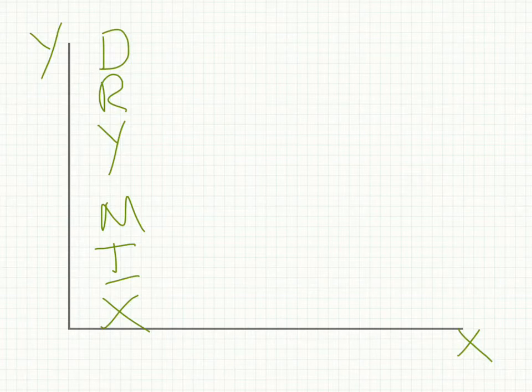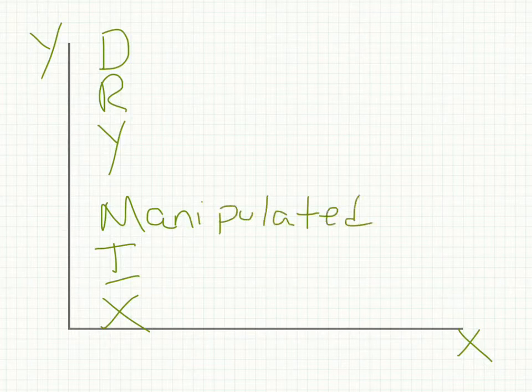The M in the MIX stands for the word manipulated. Now, the manipulated variable is the one that you're controlling, the one that you are changing, the one that you are manipulating. And the one that you're manipulating is considered to be called the independent.